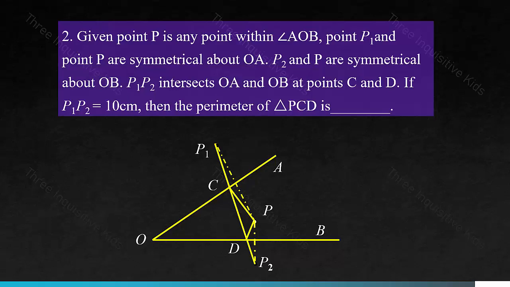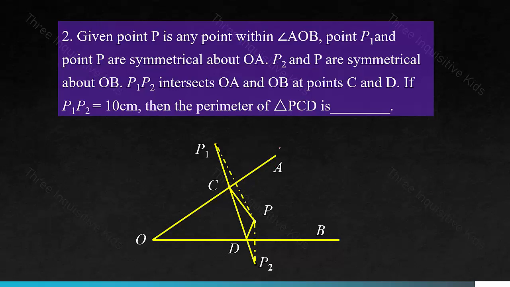Given point P is any point within angle AOB, point P1 and point P are symmetrical about OA. P2 and P are symmetrical about OB. P1P2 intersects OA and OB at points C and D. If P1P2 equals 10 centimeters, then the perimeter of triangle PCD is blank.